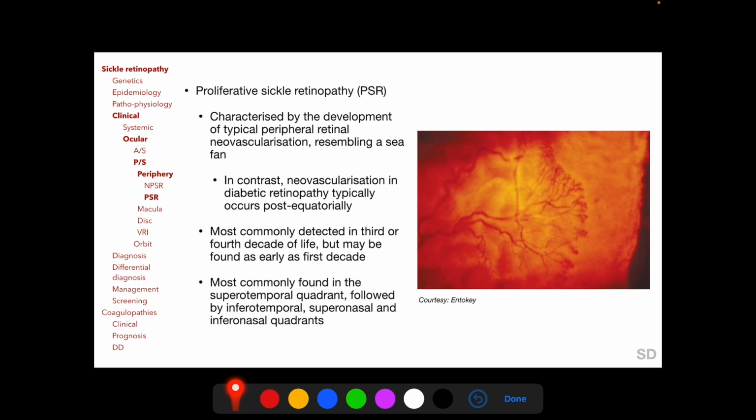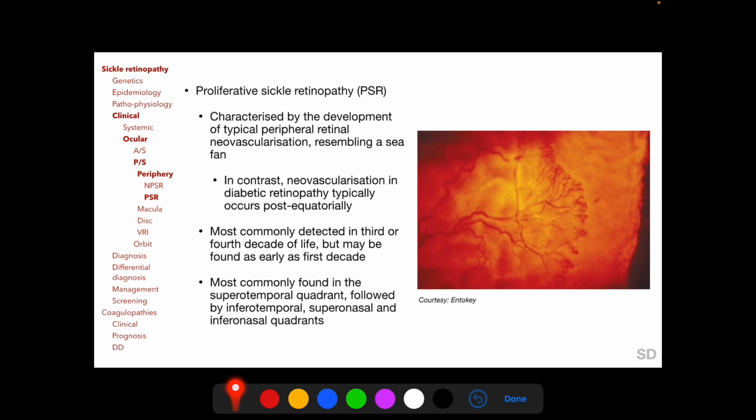In contrast, neovascularization in diabetic retinopathy typically occurs posterior to the equator. PSR is detected most commonly in the third or fourth decades of life in patients with sickle cell disease, but may be found as early as the first decade. The CFANs are most commonly found in the superotemporal quadrant, followed by inferotemporal, superonasal, and inferonasal quadrants in a decreasing order of frequency.